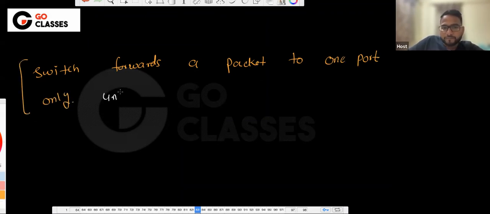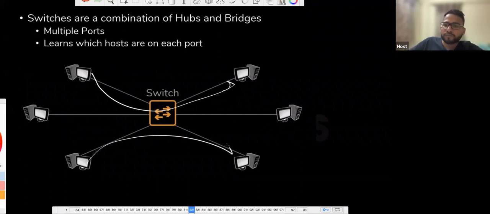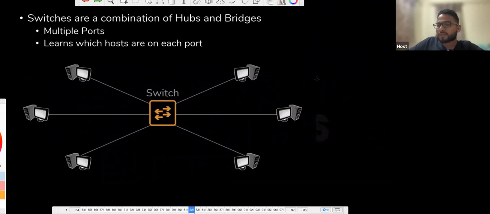Unlike hubs, if this host wants to communicate to this one, they can easily communicate. Meanwhile, these two hosts can also easily communicate. So there is no problem in that, which means it is reducing the collision domain.